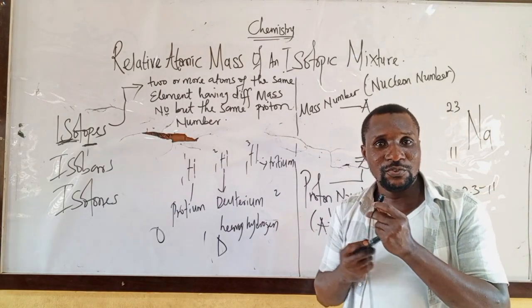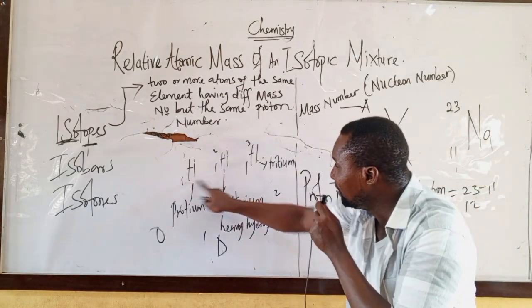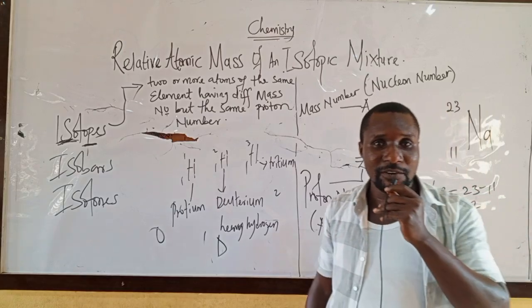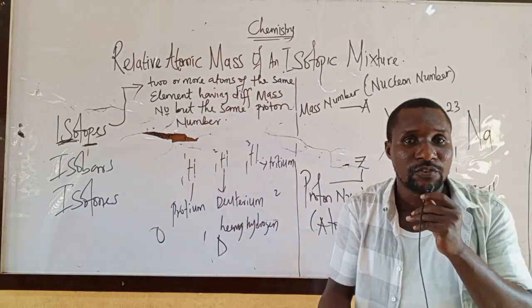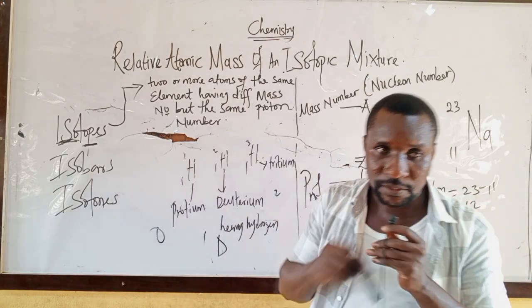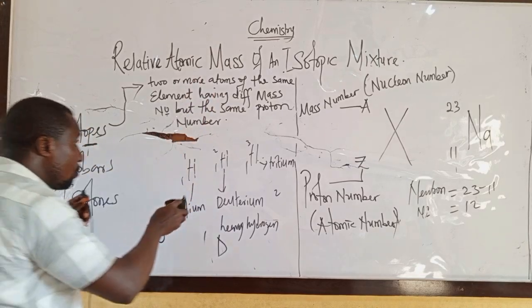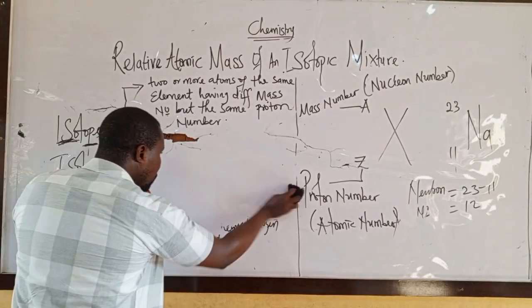When you have two or more atoms of the same element having the same proton number but different neutron number, that's another meaning. Since they have different mass number, we have different neutron number. Take note of that. Let's go to the next one, before I move to the calculation topic. The next one is for isobar.